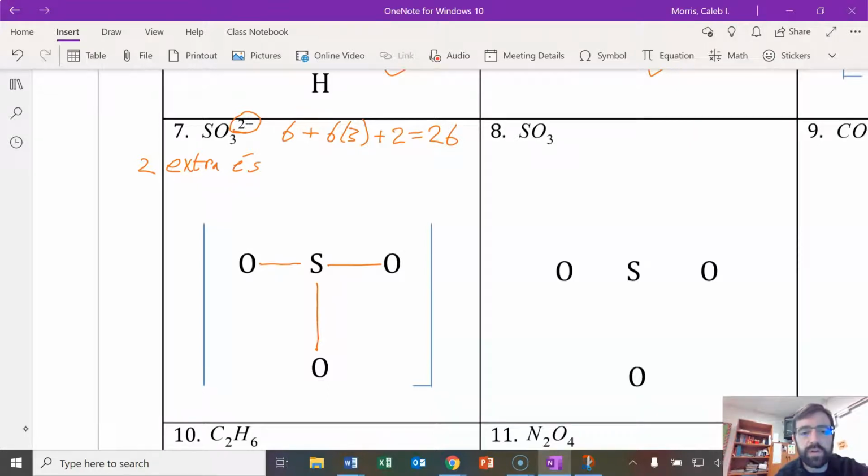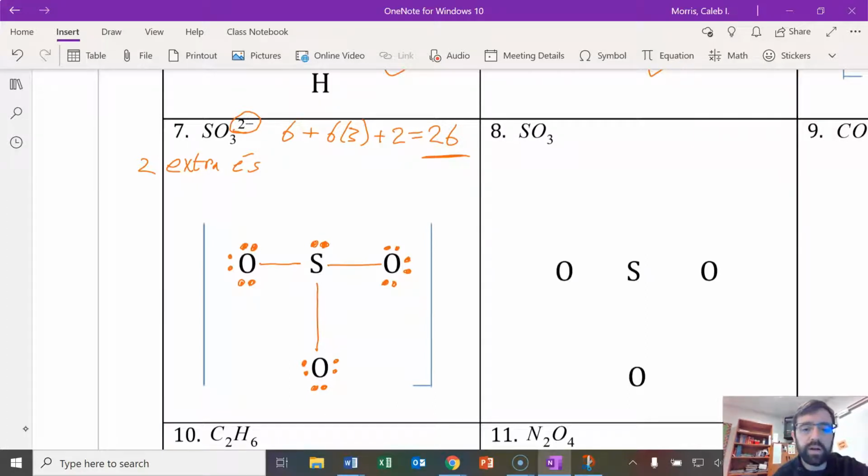So I have 2, 4, 6, and we cannot exceed 26. Remember that we can't have more than 26. 2, 4, 6, 8, 10, 12, 14, 16, 18, 20, 22, 24, and then 26. The last pair goes on the central atom.